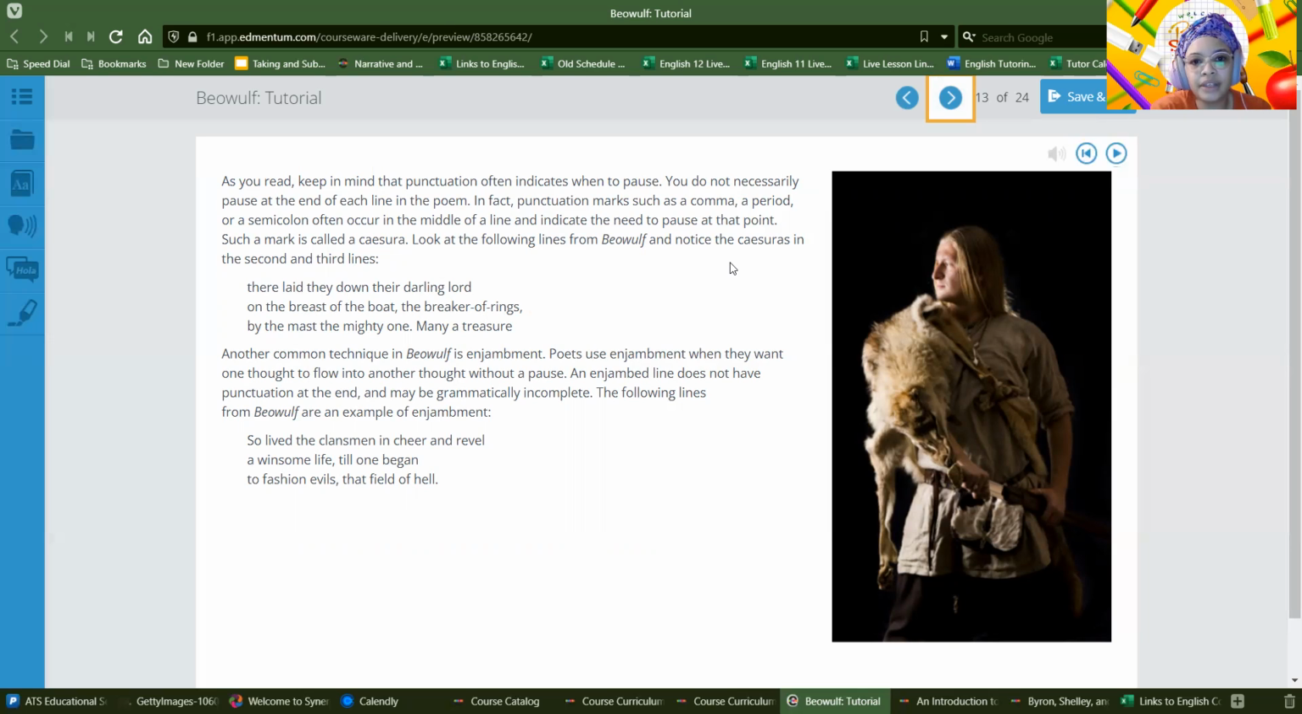Let's see. Yep. In fact, punctuation marks such as a comma, period, or semicolon occur in the middle of the line and indicate the need to pause at that point. So such a mark is called a caesura. So you're supposed to notice these breaks on the second and third lines. They're laid down with their darling lord on the breast of the boat, the breaker of rings, by the mast and mighty one, many a treasure.